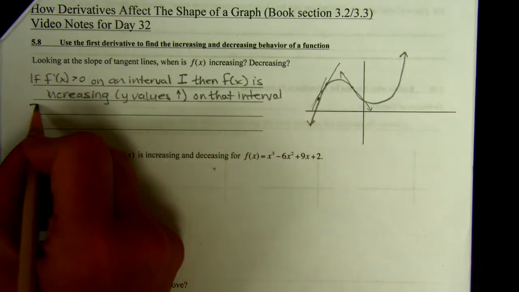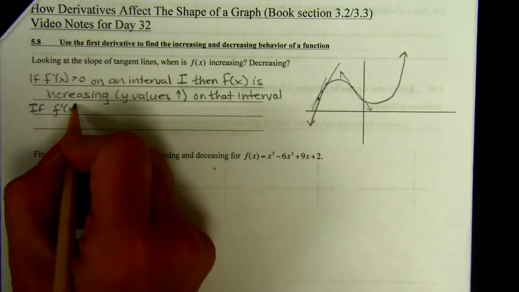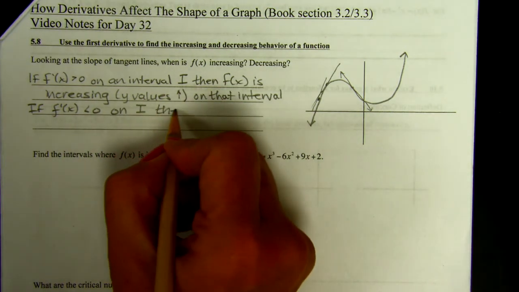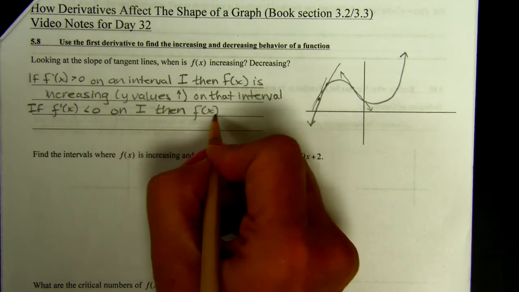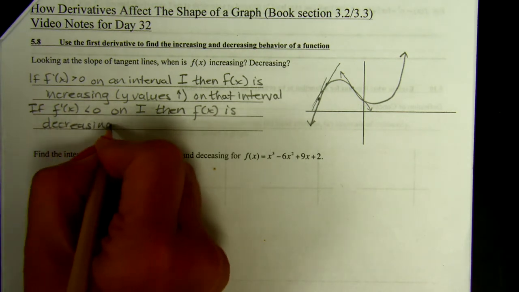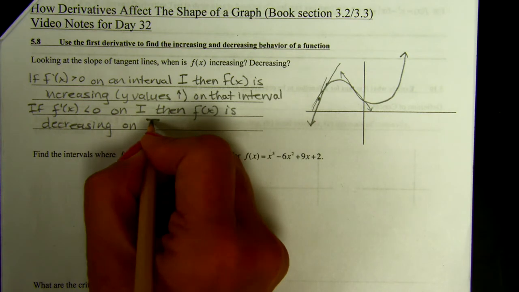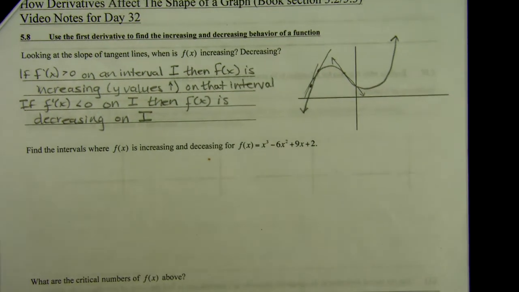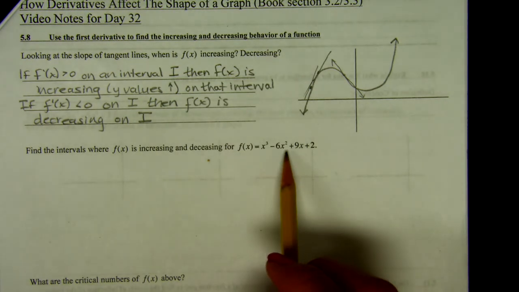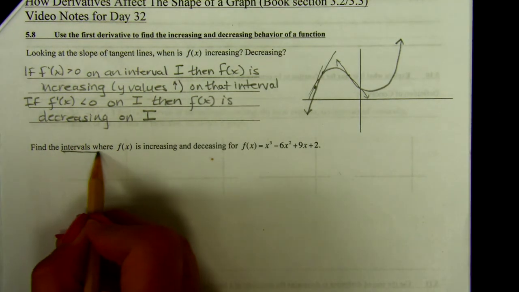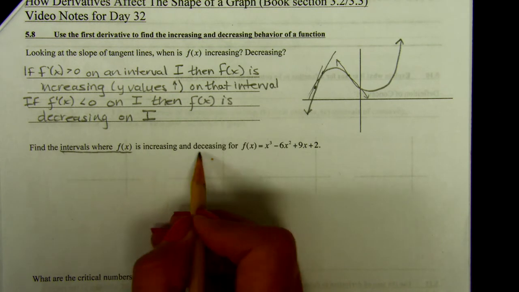And then conversely, we know that if the derivative is less than 0 on I, that same interval, then f of x is decreasing on I. Okay, it's decreasing on that interval. Okay, so let's look at a function. F of x equals x cubed minus 6x squared plus 9x plus 2. And we are asked to find the intervals where f of x is increasing and decreasing.